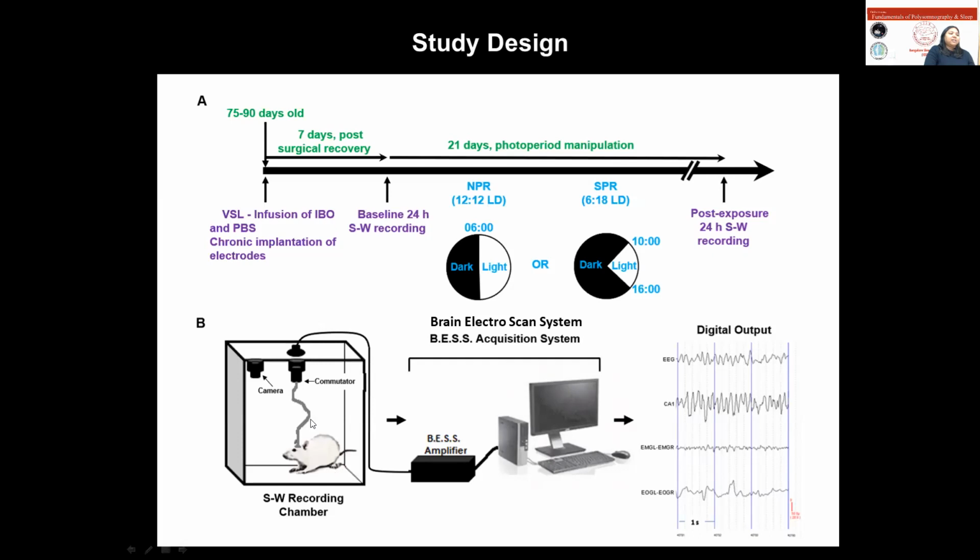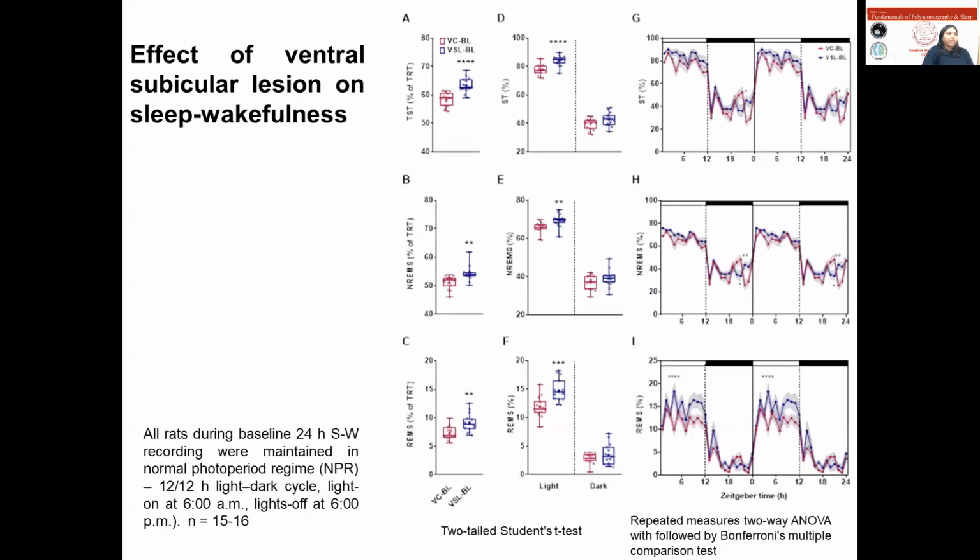As I showed you earlier in the video, the animal was connected to the system using a connector, which is connected to the head stage, and the other end connected to the amp, through a swivel or a commutator, which allows the animal to move around freely without any inhibition or restriction. The EEG signals were acquired using the BESS acquisition system, and this is a representative figure of the EEG recording.